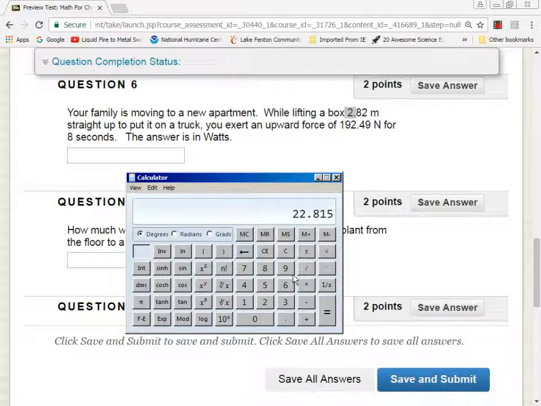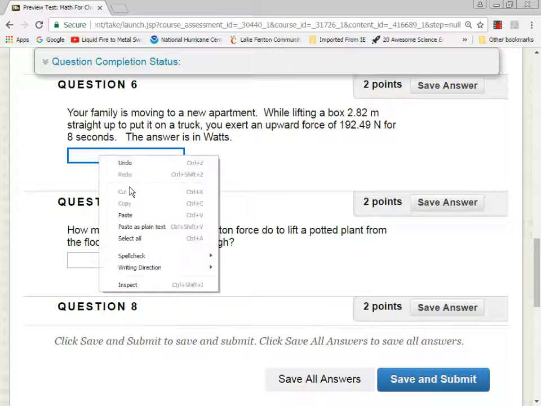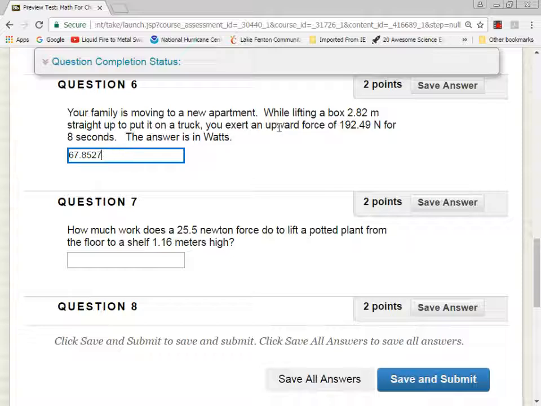So all you do here is first number times second number divided by third number. Force times distance over time. And then that one is going to be in watts.